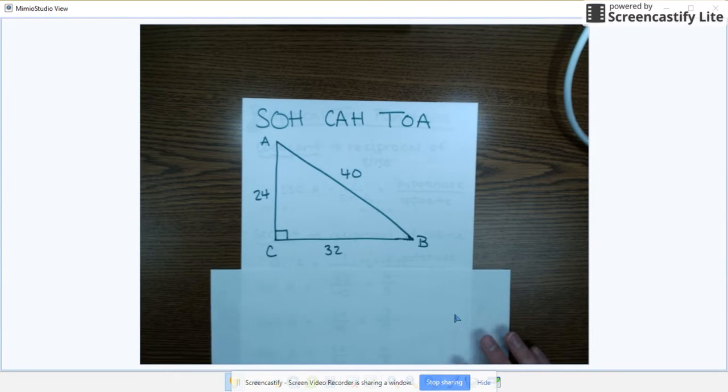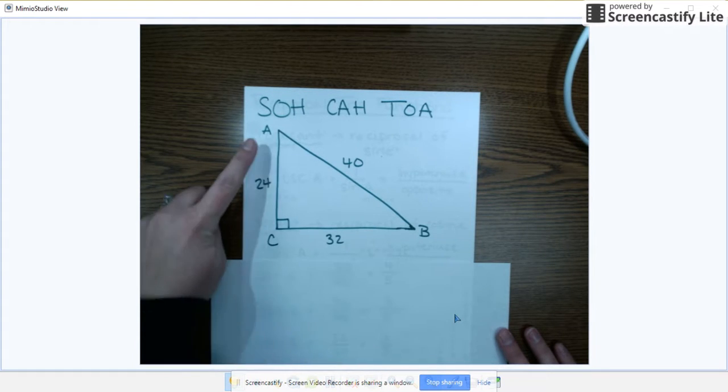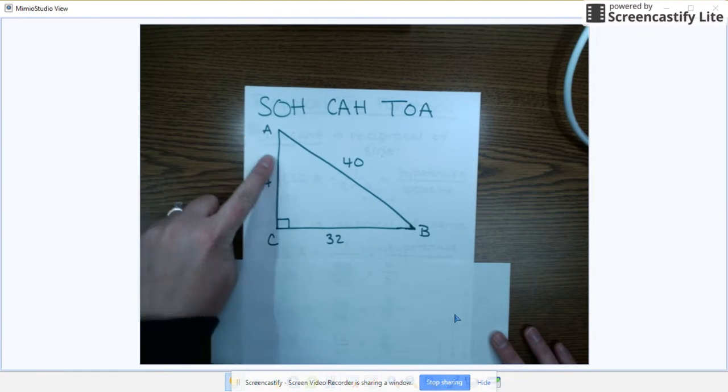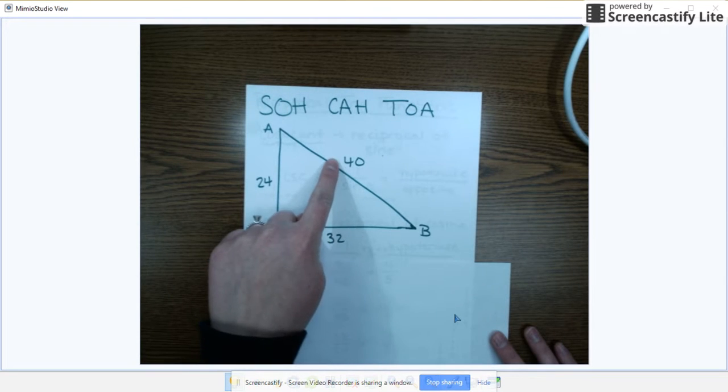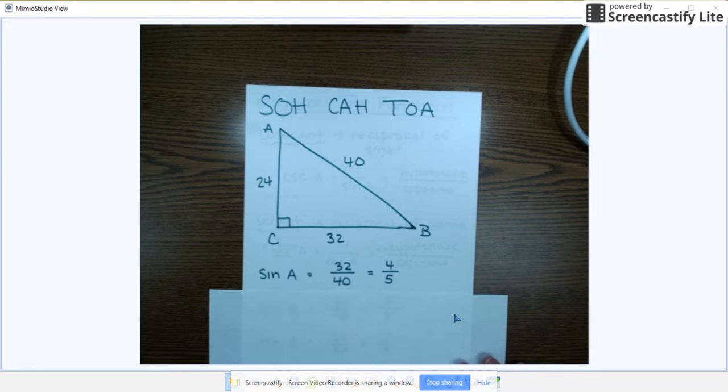So if we look at a couple examples, here's our triangle. You're given all three sides. If you weren't given a side, you could use the Pythagorean theorem to solve for a side. But if we're asked to find sine of A, we would come over here to A and find our opposite over hypotenuse, which would be 32 over 40. That can simplify to 4/5.